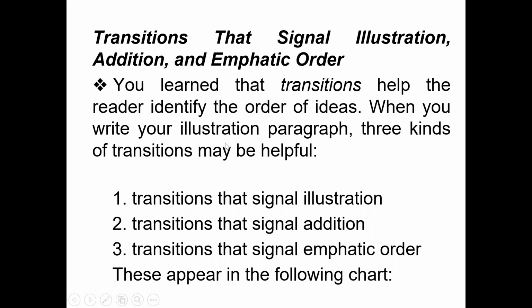Usually, in order to show examples, you need to use transitions that signal illustration, addition, and emphatic order. You learn that transitions help the reader identify the order of ideas. When you write your illustration paragraph, 3 kinds of transitions may be helpful. One, transitions that signal illustration. Two, transitions that signal addition. The third one, transitions that signal emphatic order. These appear in the following chart.